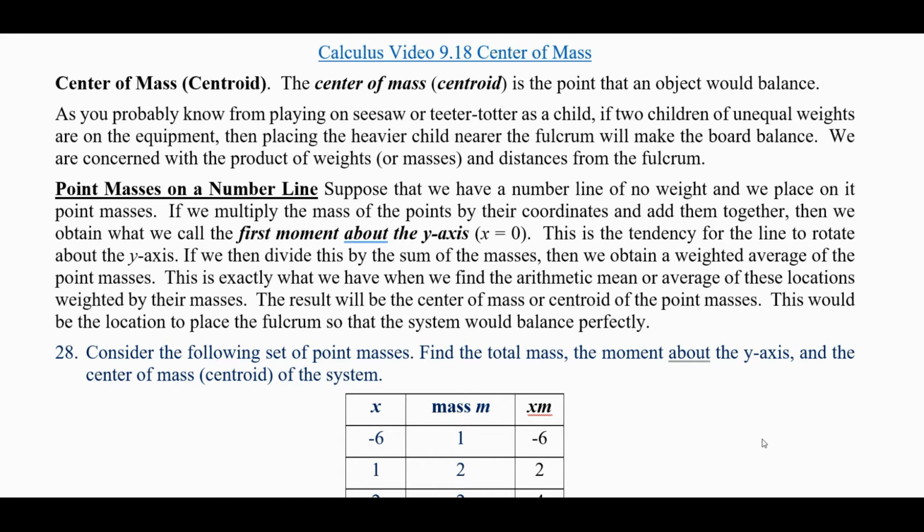Hello, in this video we're going to be talking about center of mass or centroid. The center of mass or centroid is a point that the object would balance on.